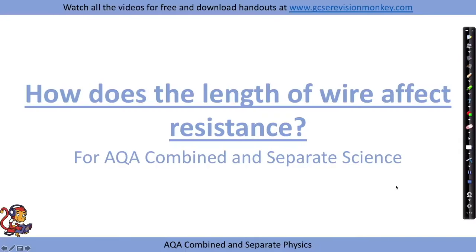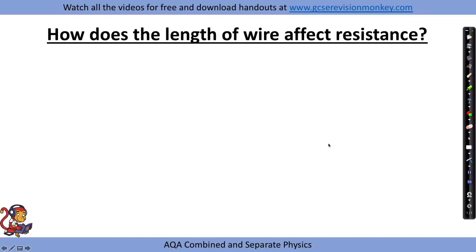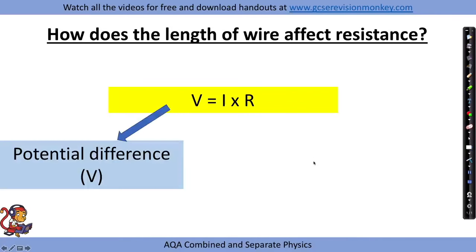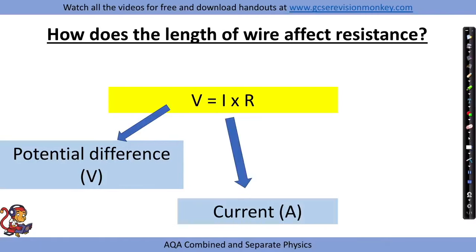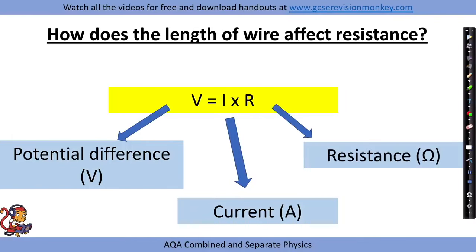How does the length of wire affect resistance? Required practical. For this required practical, we need to recall the equation V equals I times R, whereby V stands for potential difference measured in volts, I stands for current measured in amps, and R stands for resistance measured in ohms.